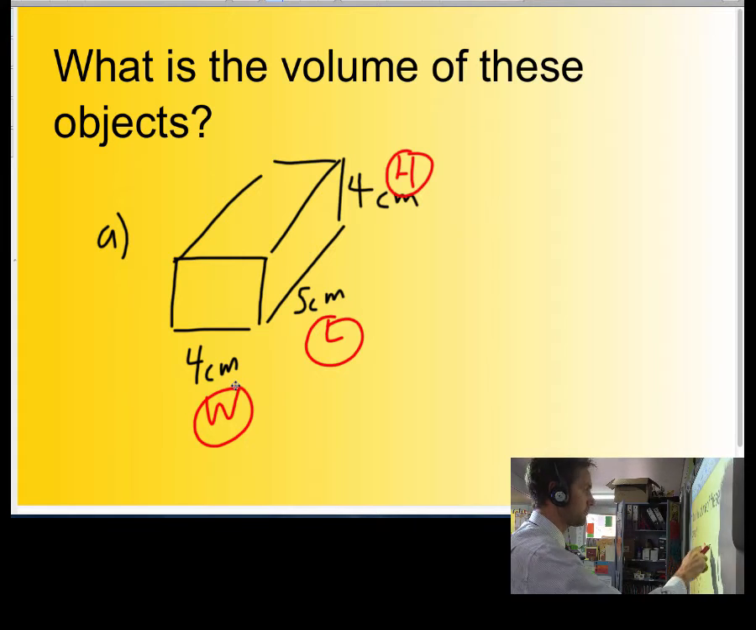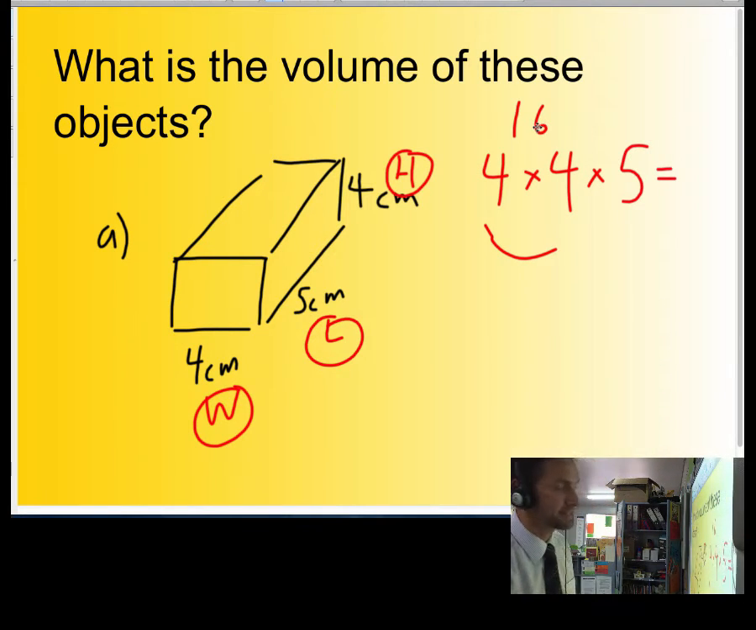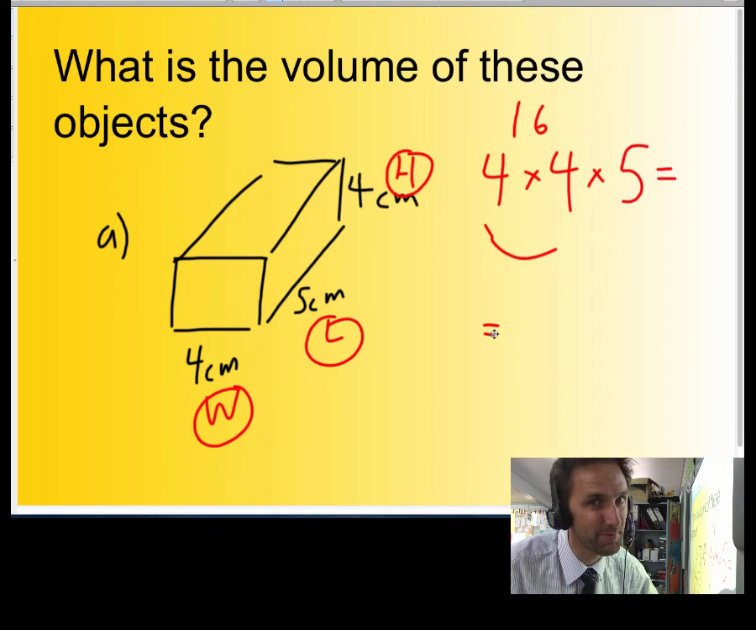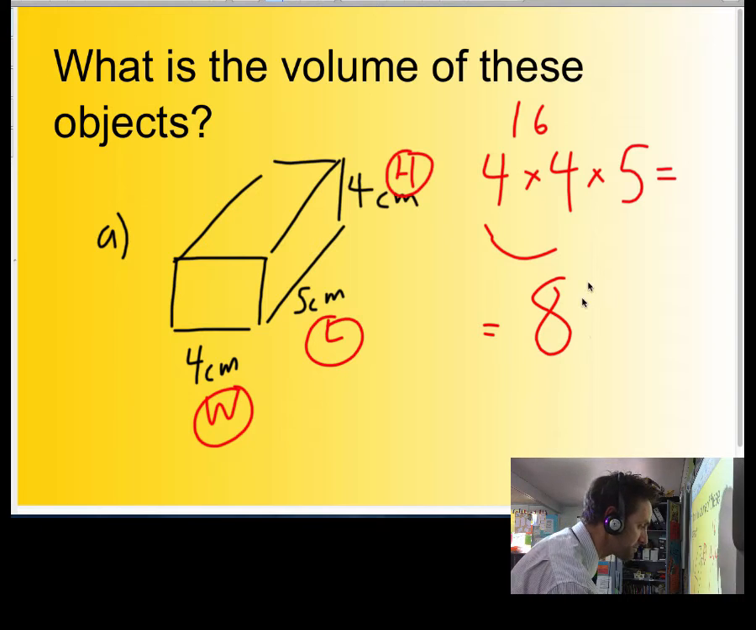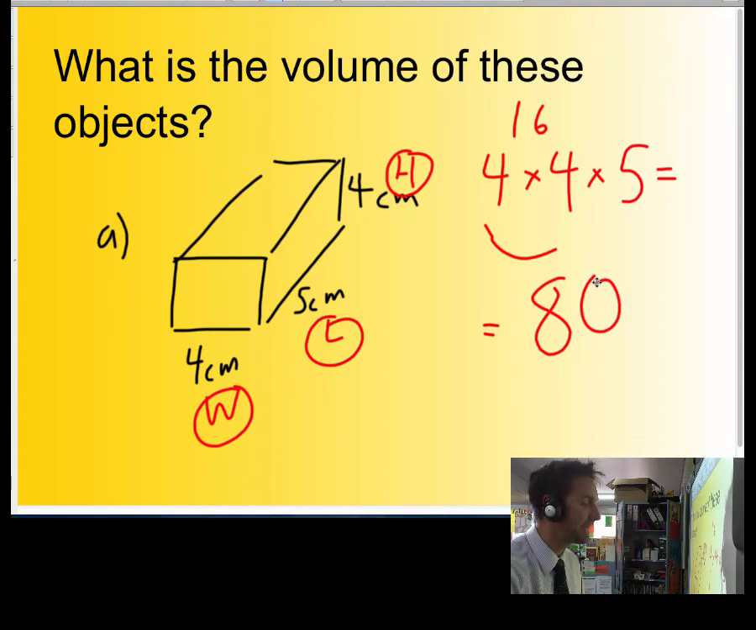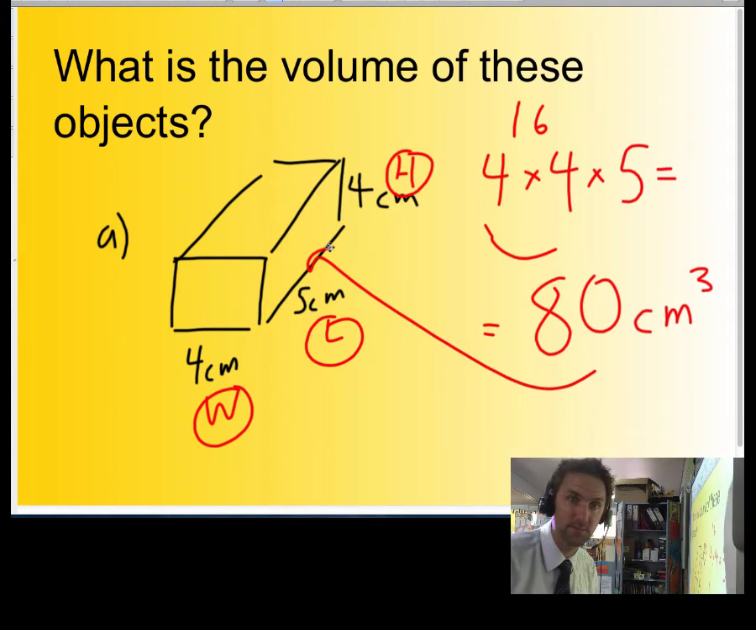So your sum should be 4 centimeters times another 4 centimeters times another 5 centimeters, which is 4 times 4 is 16. 16 times 5, oh gee, I don't know that off the top of my head. Well, 5 tens are 50, 5 sixes are 30, so add it together, 50 and 30 equals 80. But 80 what? 80 centimeters cubed. It's literally saying there are 80 little centimeter cubes in this object.